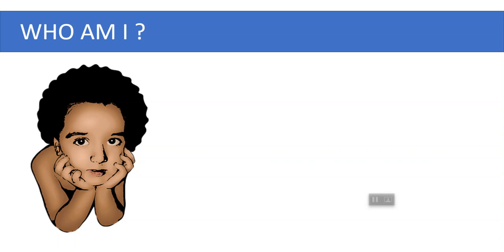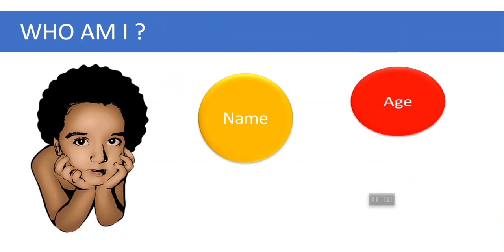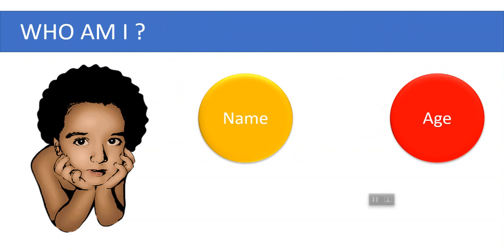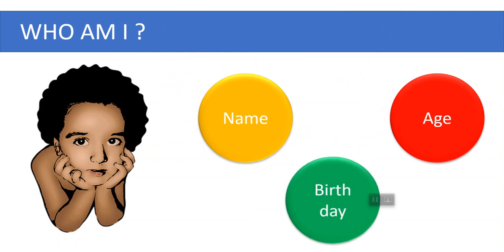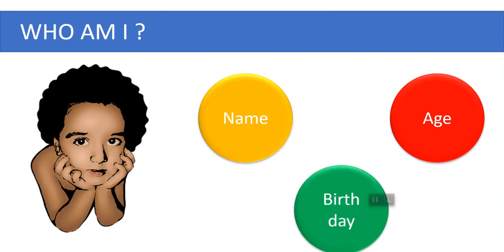And the first thing which comes to mind when we talk about ourselves is our name. And then maybe our age. And then birthday, which is the most important day in our lives and we keep on eagerly awaiting it for the entire year. So let's begin with some questions.